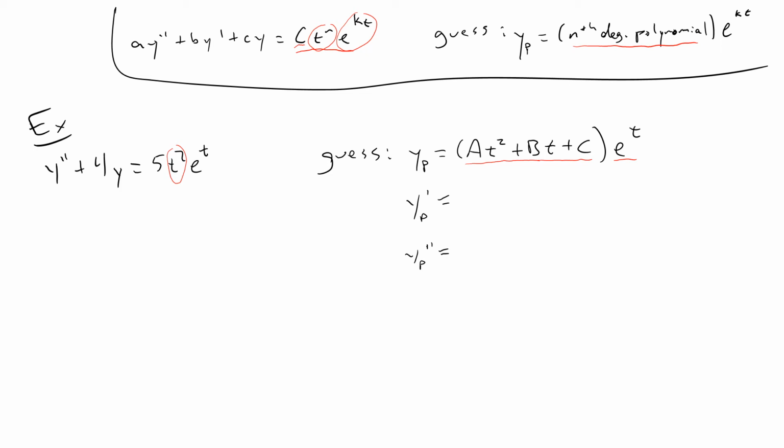Once you make your guess, the process is really the same as what we've seen in the other examples. You take the derivative and the second derivative, plug these into the differential equation, and see what works. Here's another chance for you to pause the video and see if you can do this on your own. And then, after you try it on your own, come back and see if your answer matches.